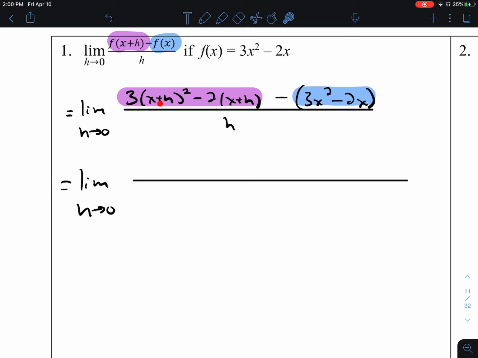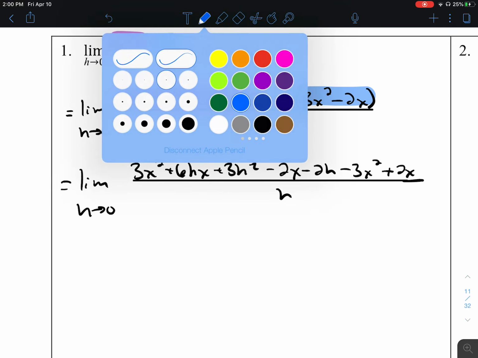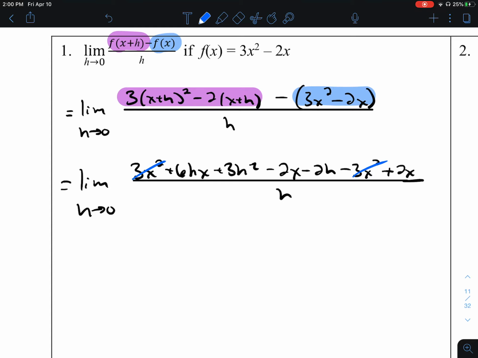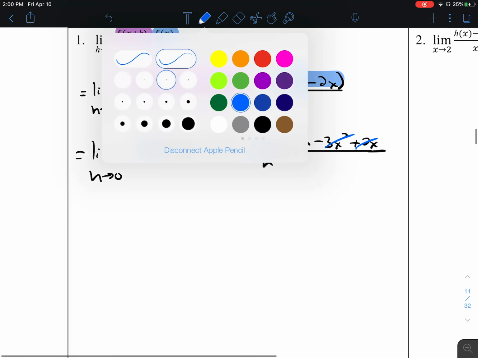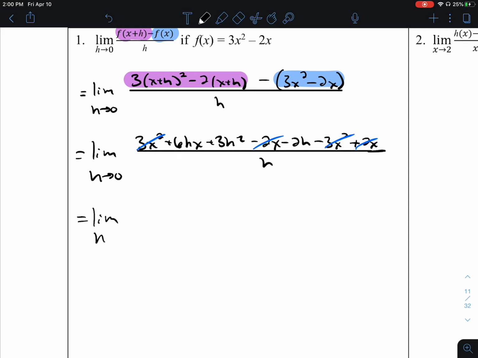X plus h squared is x squared plus 2hx plus h squared. If you multiply that by the 3, you're going to get 3x squared plus 6hx plus 3h squared. Distribute the minus 2, we get minus 2x minus 2h minus 3x squared plus 2x. 3x squared and minus 3x squared cancel. Minus 2x and a plus 2x cancel. We're going to get 6hx plus 3h squared minus 2h in the numerator.